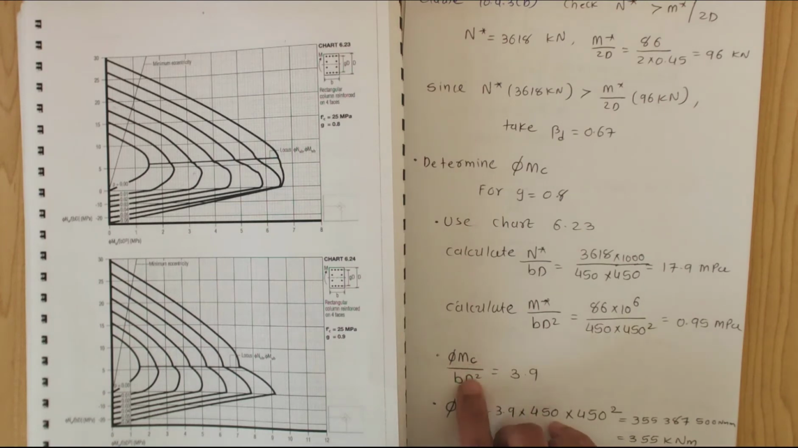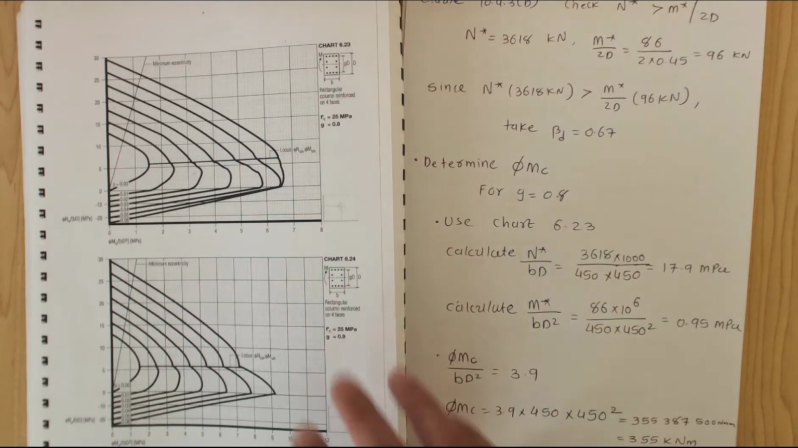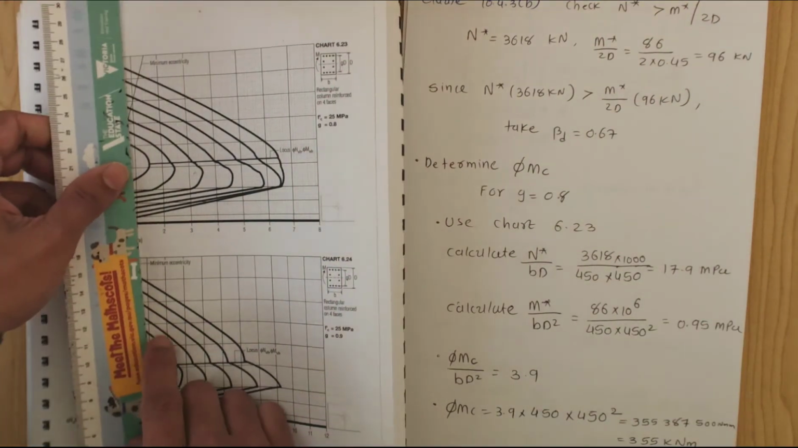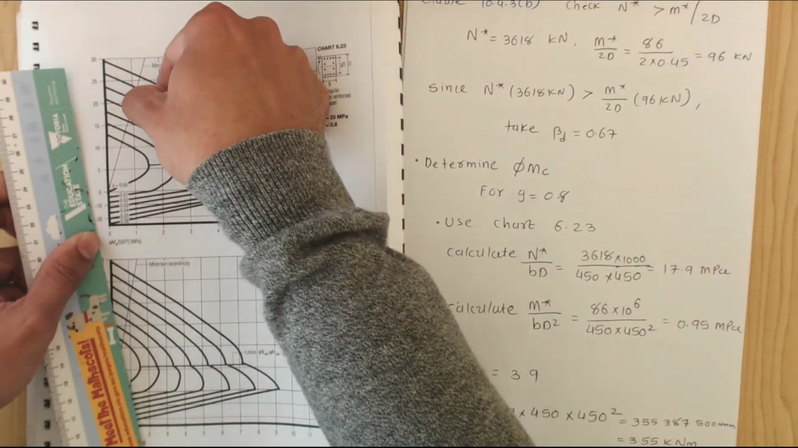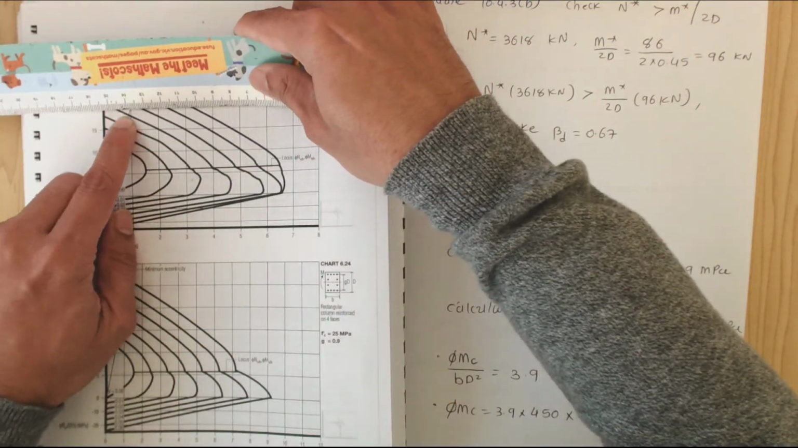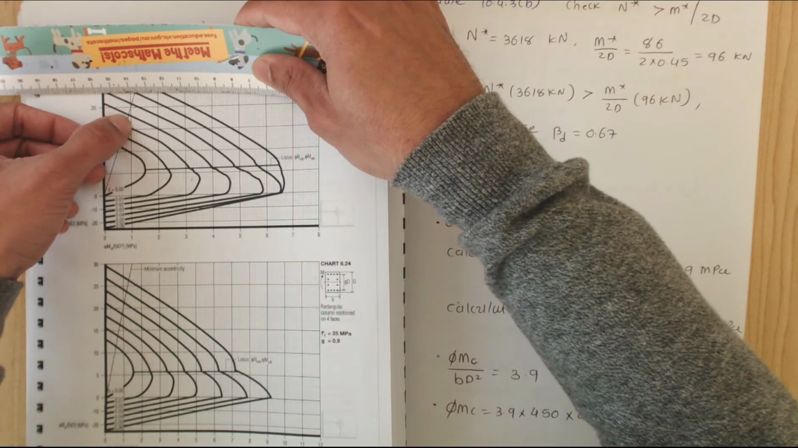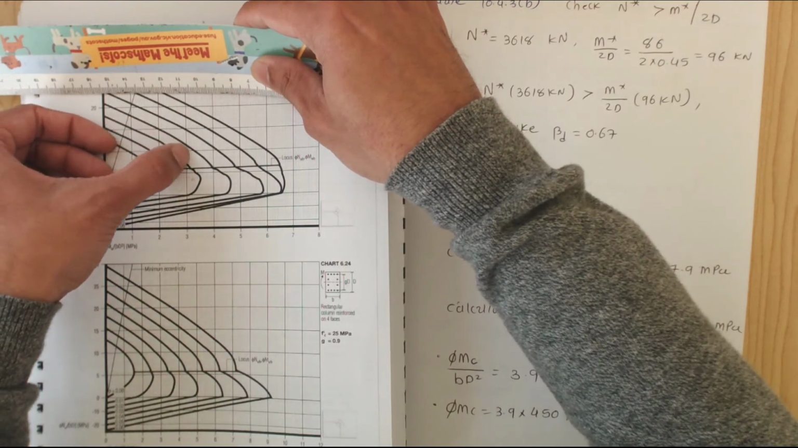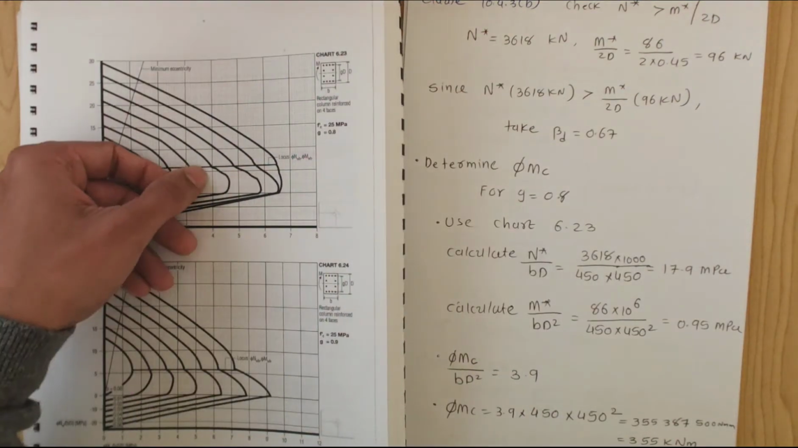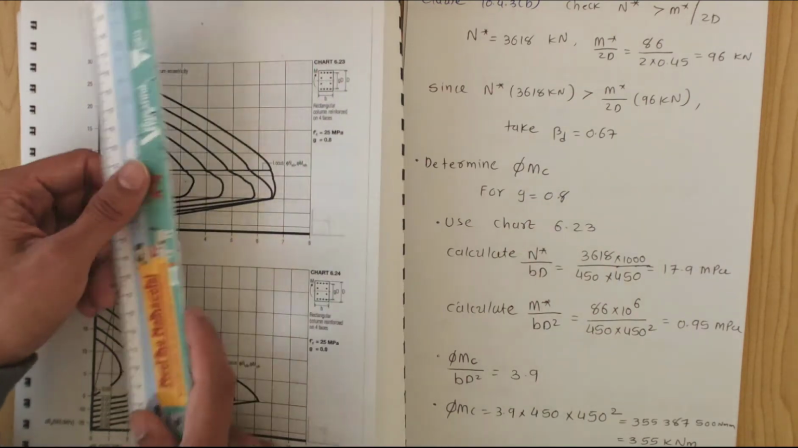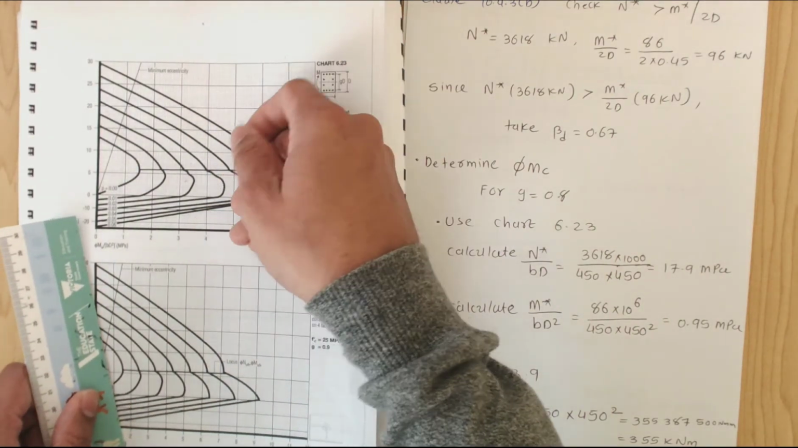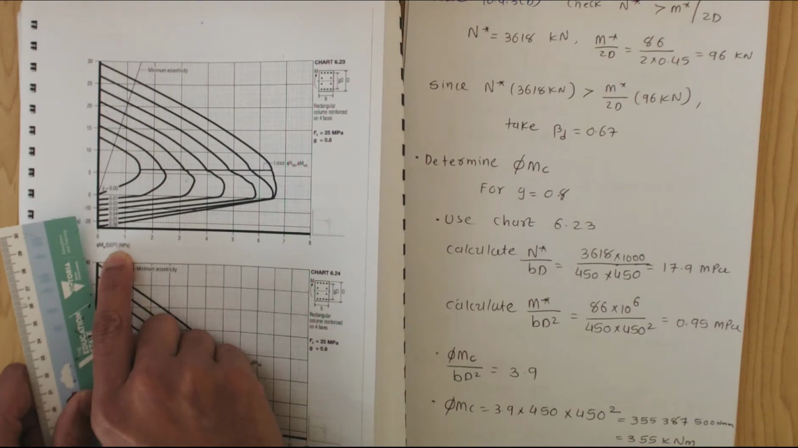φMc over bd² equals 3.9. Well, how is 3.9 coming from? Let's do it this way. If you take the ruler, that is 0.95, which is almost 1, so we can draw one line here, and there is a 17 here, just a line here. So if the 17 is on this line, where is the 1? If you draw a line here and come here, you will get this locus line, and on that locus line, if you draw the line from here, that will give you 3.9 approximately. That is the value of φMc over bd².